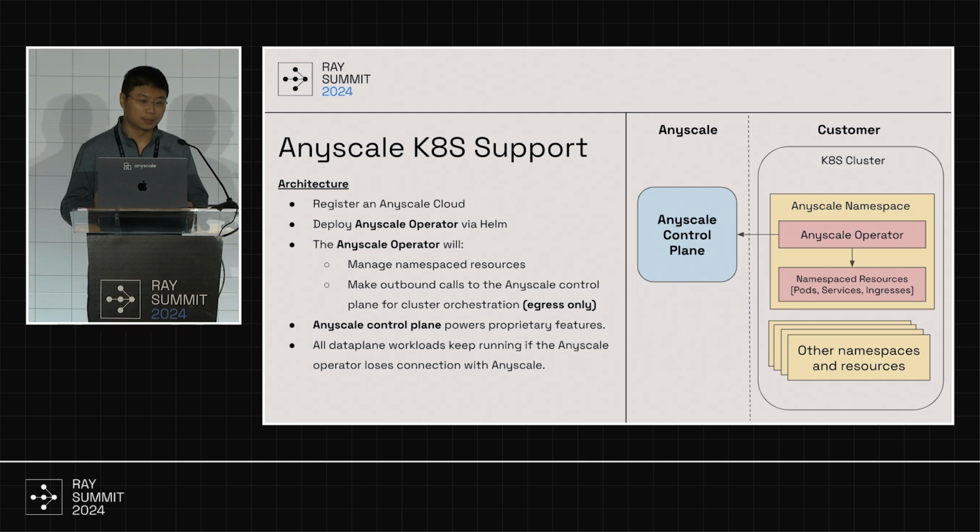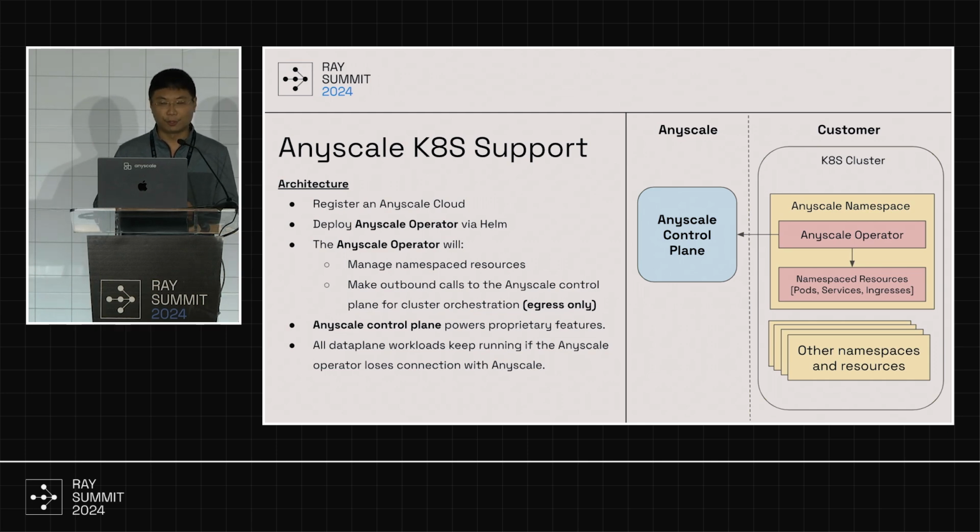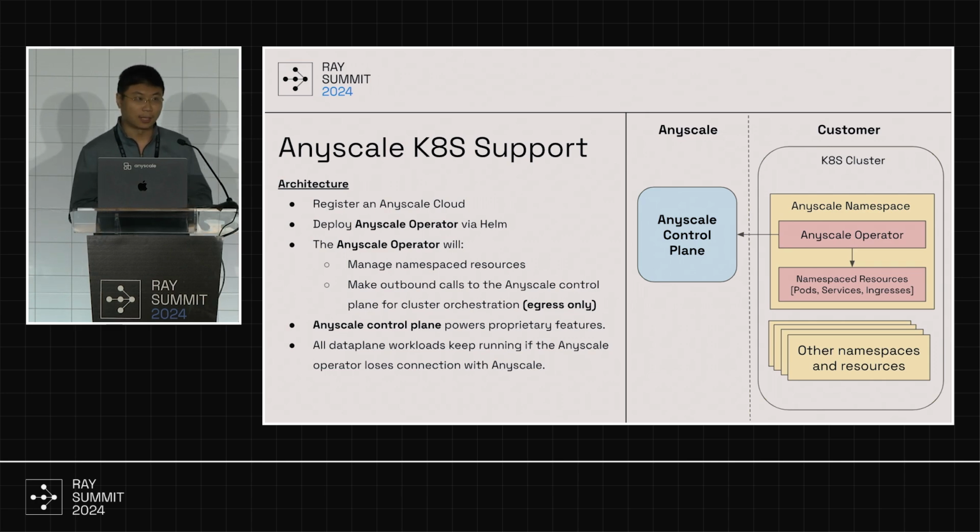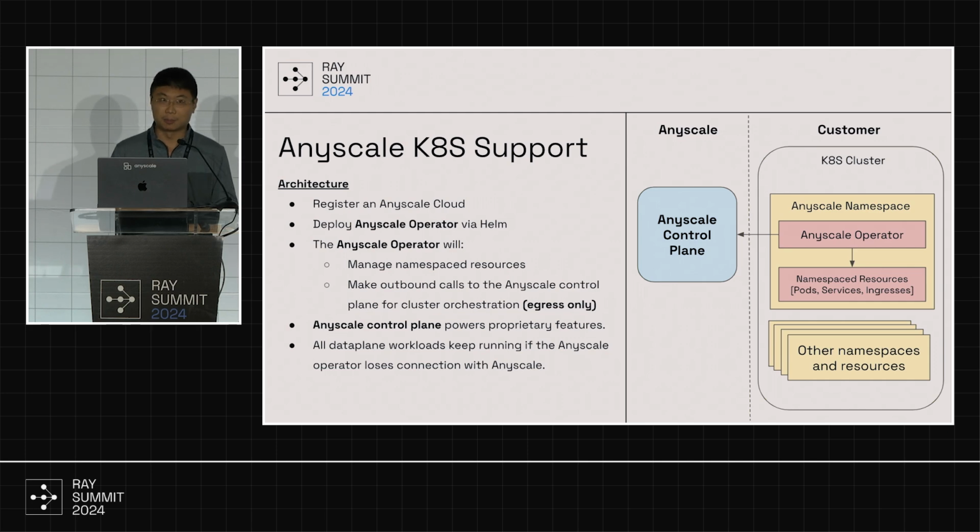First, register an Anyscale cloud. It will give you some output of the metadata. And then you run the helm command to install the Anyscale operator. Then it's done. The helm command will create an assigned namespace in your Kubernetes. Like the red figure shows, the Anyscale operator will manage only the resources within the namespace. And it provides very good isolation, coexisting with other namespaces and resources.